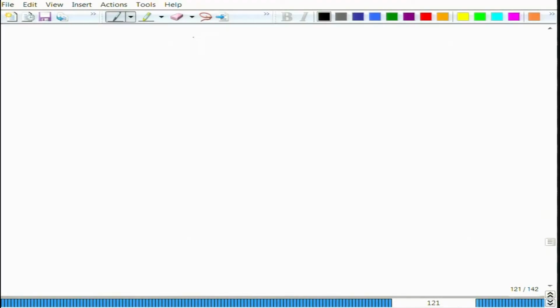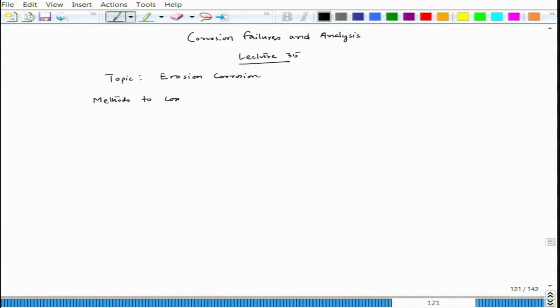So, the course is corrosion failures and analysis, lecture 35. And topic erosion corrosion, and in fact we will start with methods to combat erosion corrosion.